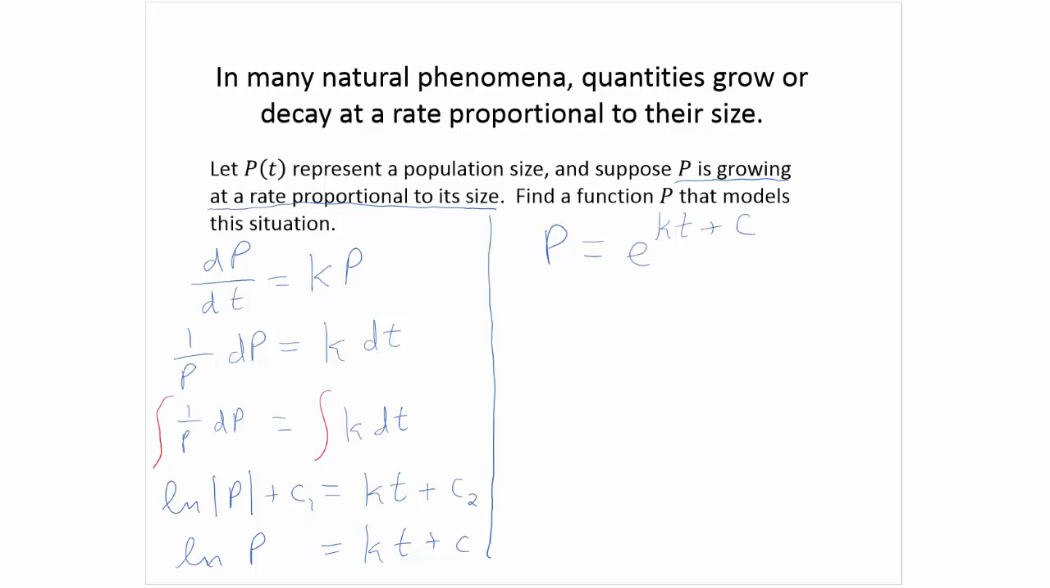And now, using a property of algebra, we may recall that if we're adding in the exponent, that's the same as multiplying with that same base. So I can write this as e to the kt times e to the c. Now, e is a constant, c is a constant, and so we can just think of this as a constant. So this is a constant value.